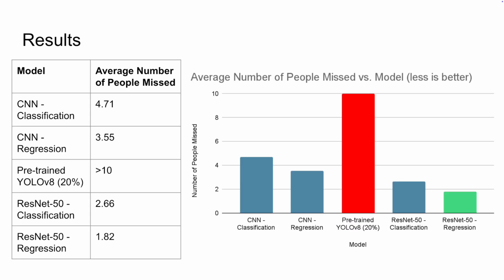For the results, we mostly focused on mean absolute error and the number of people missed, and you can see that YOLO V8 did not do very well, probably because it suffered from occlusion, and the linear regression models fared much better than the classifier models. And we also did see an improvement using transfer learning.